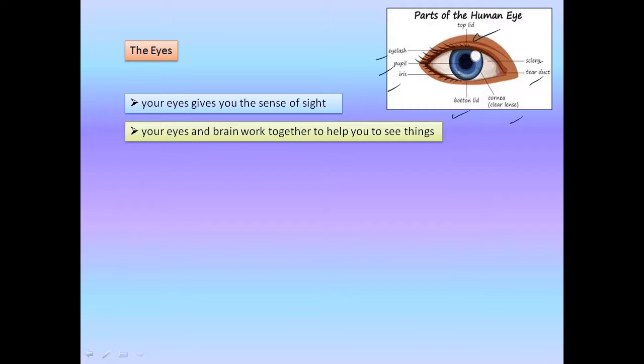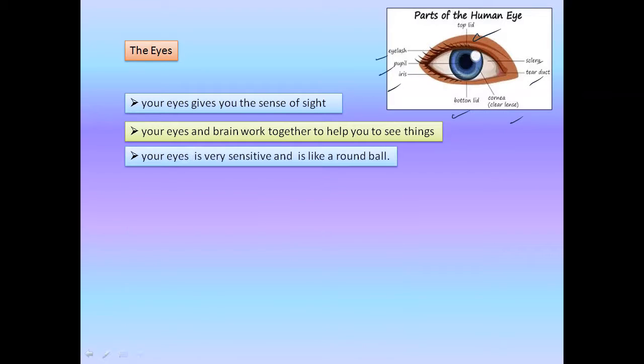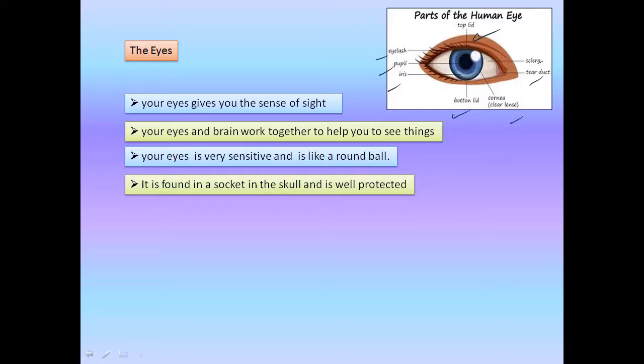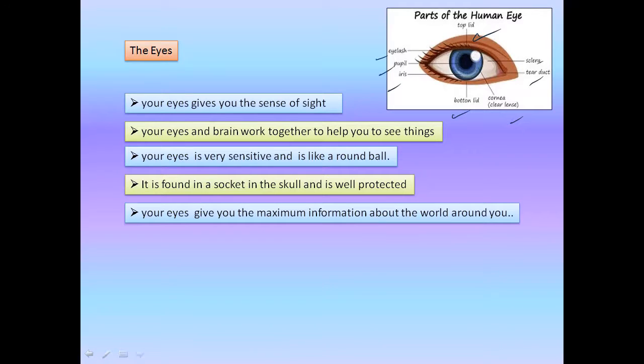Your eyes and brain work together to help you see things. Your eye is very sensitive and is like a round ball. It is found in the socket in the skull and is well protected. Your eyes give you the maximum information about the world around you.